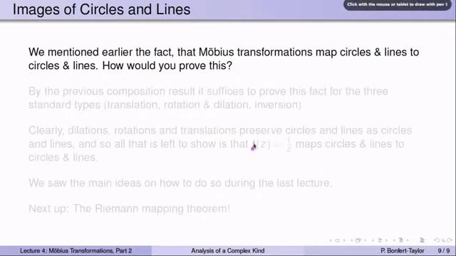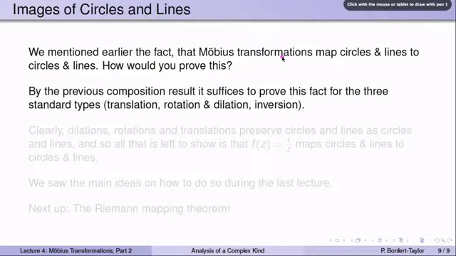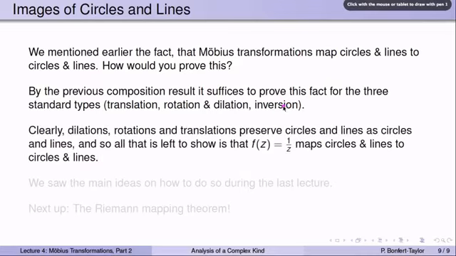We mentioned earlier the fact that Möbius transformations map circles and lines to circles and lines, but we haven't proved that fact yet. How would you prove this? Well, we can now use this composition result, and we therefore need to only show that these 3 standard types map circles and lines to circles and lines, because every Möbius transformation is a composition of these 3 standard types, and if each of these 3 standard types does what we want it to do, then the composition will do the same thing. Well, clearly, dilations, rotations, and translations preserve circles and lines as circles and lines. In fact, they preserve circles as circles and lines as lines. And so all that's left to show is that the inversion 1 over z maps circles and lines to circles and lines. We saw the main ideas on how to do that during the last lecture. We looked at a bunch of examples of circles and lines and showed what their images were, and all you'd have to do now is take an arbitrary circle instead of a specific circle and look at its image under the map.